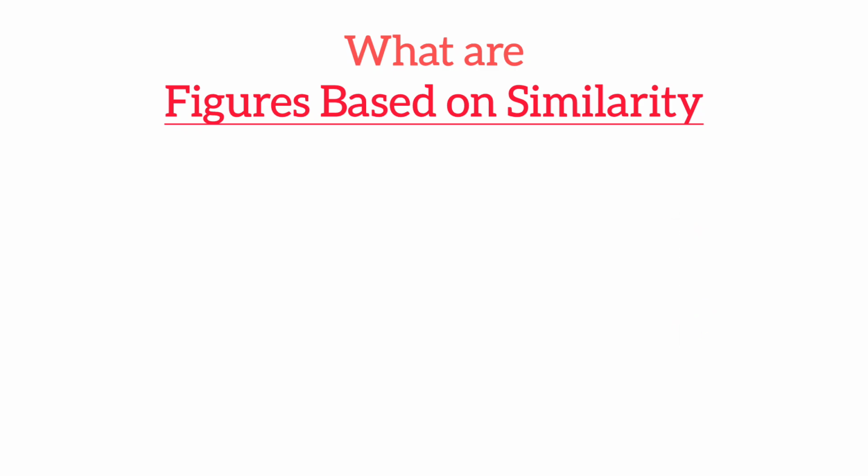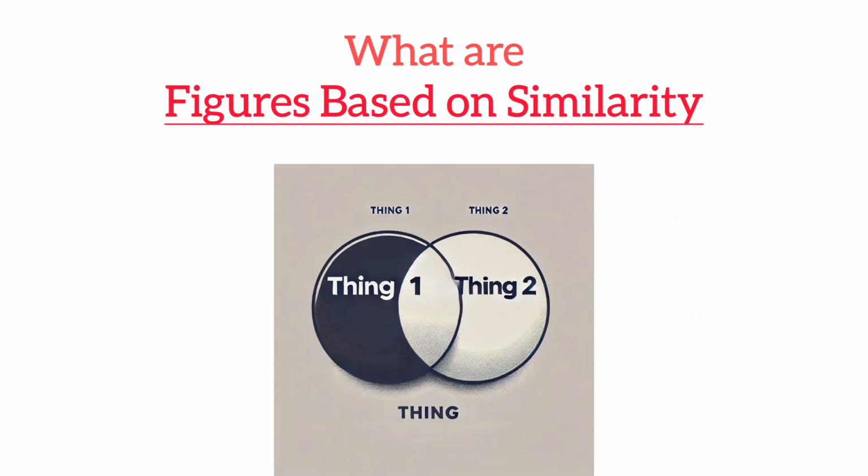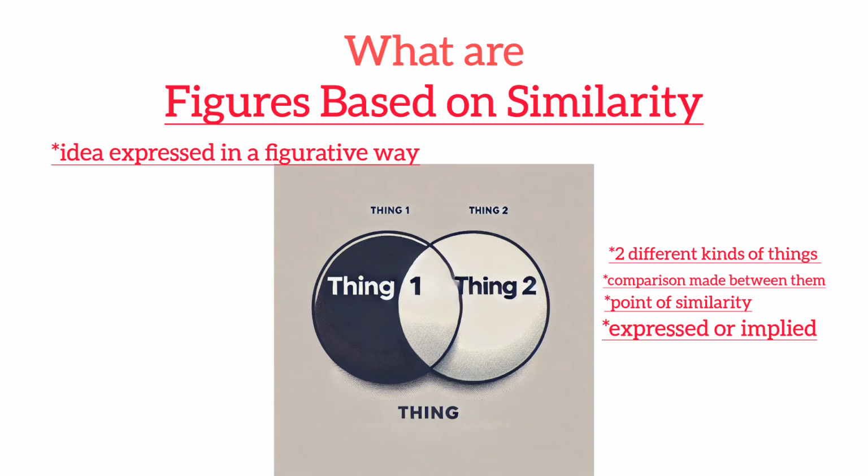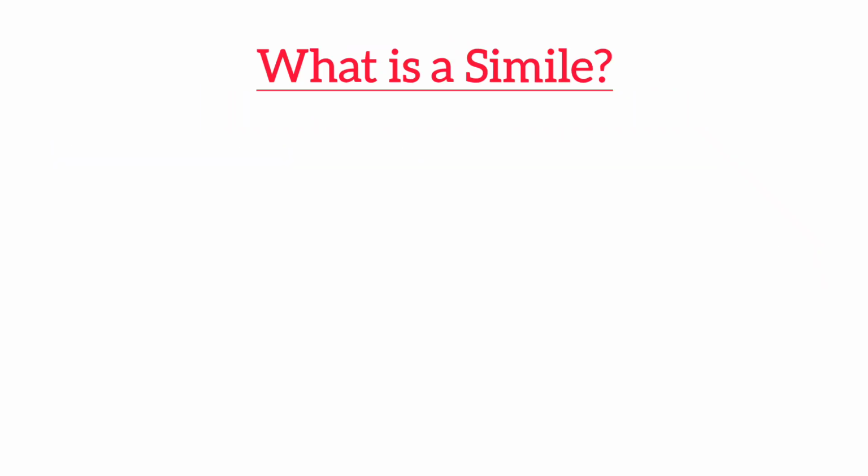Figures based on similarity is an idea or thought expressed in a figurative way, where two different kinds of things are compared, and a point of similarity or likeness is brought about or implied. When it is said expressly, we say it is a simile, and when it is implied, we call it a metaphor. What is a simile?